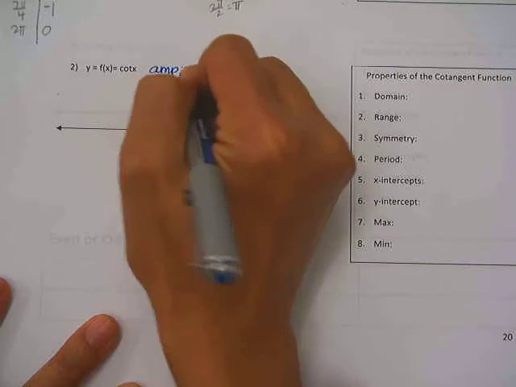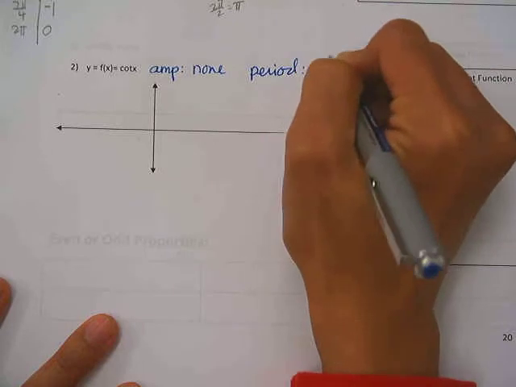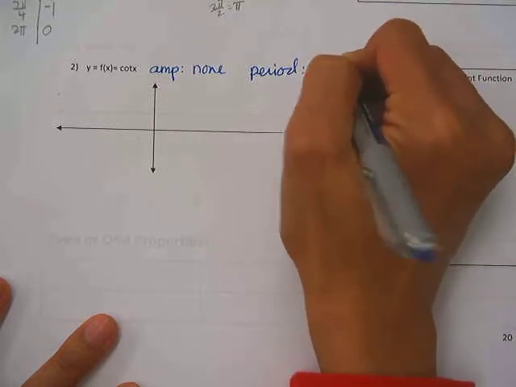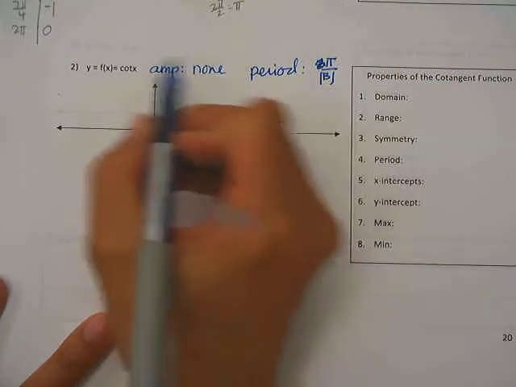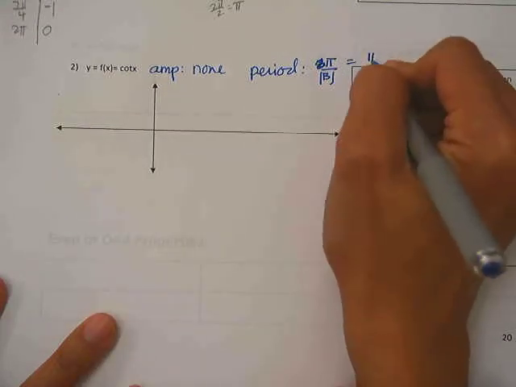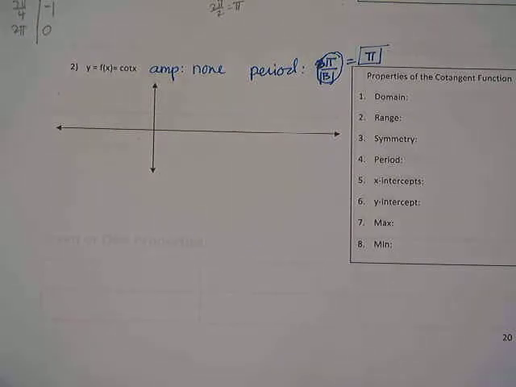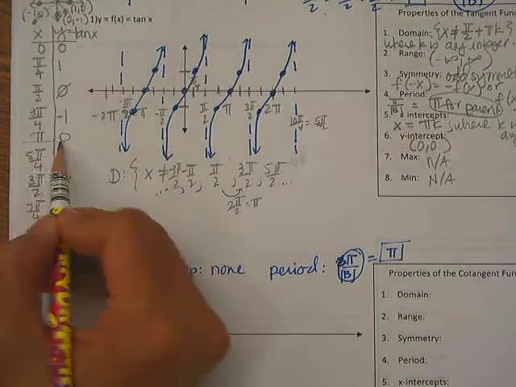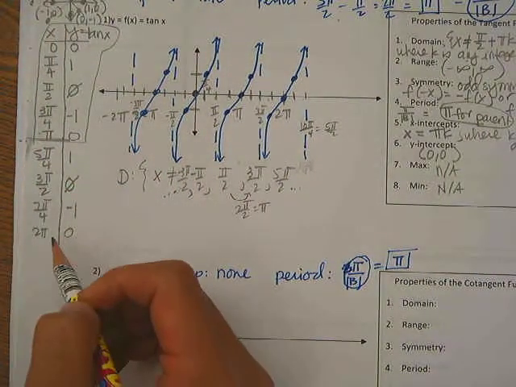So amplitude would be none. Period, you would have the same formula. I'm sorry, you're going to have a pi divided by the absolute value of b. And since this right here is 1x, your b value is 1. So the period for cotangent, the parent function, is pi. Okay, this is the formula for the period. And remember, look at cotangent. Since the period is pi, I can technically just have these inputs, and I don't need to go further on the bottom because it's going to repeat itself.